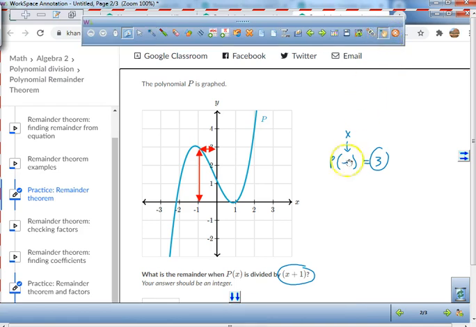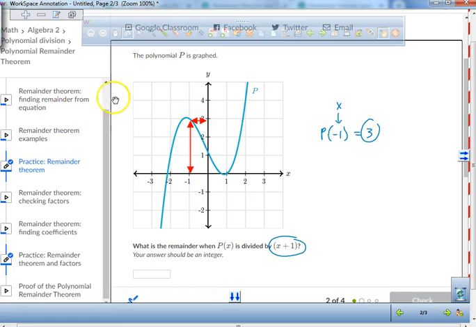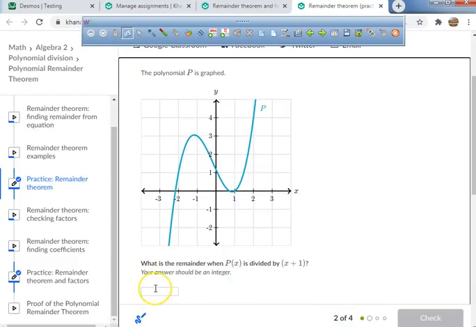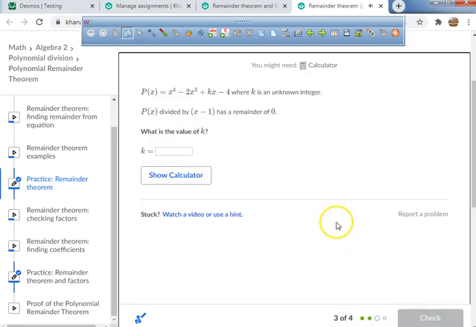I'm going to pause the video real quick and let you guys take a look at that. All right, so now we're just going to type in 3 so you guys understand that what I'm telling you is correct. There we go. See, good work. Keep it up. Two more, and we'll be done.